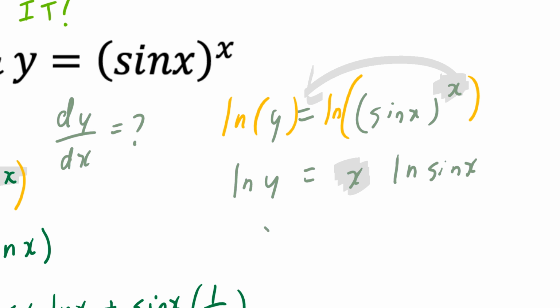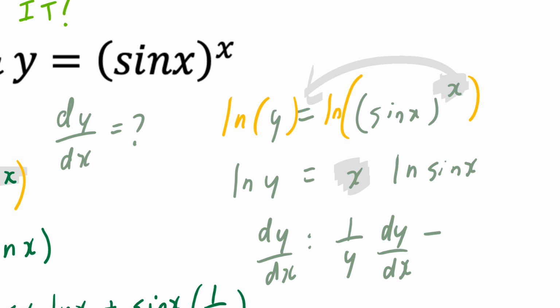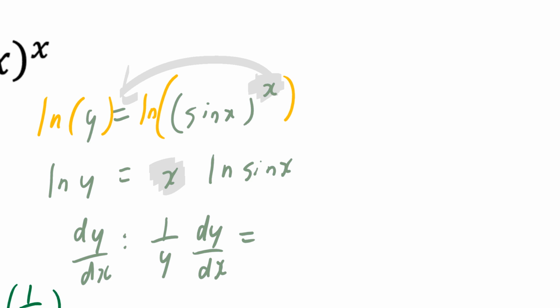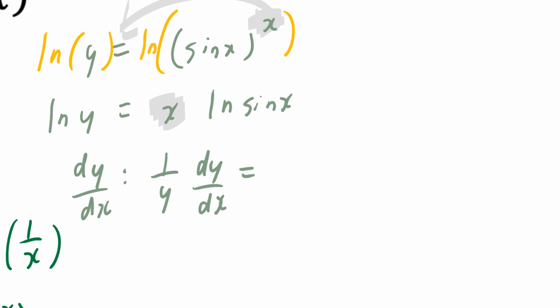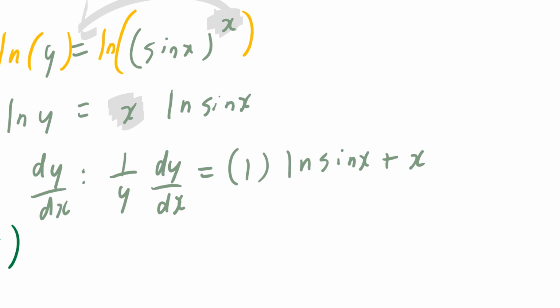We're now ready to find dy by dx, and again we're applying implicit differentiation. When you take the derivative of ln y, that's going to be 1 divided by y times dy by dx. On the right, you're applying the product rule. Take the derivative of x, that's going to be 1, copy the second part, ln of sine x, plus copy the first part, which is x, times the derivative of ln of sine x. That's going to be 1 divided by sine x. Don't forget the chain rule. You have to multiply by the derivative of sine x, which is cosine x.